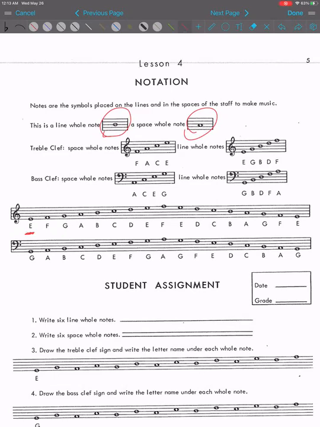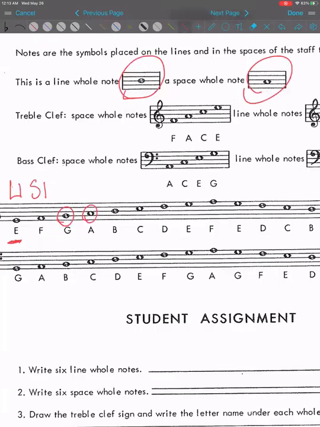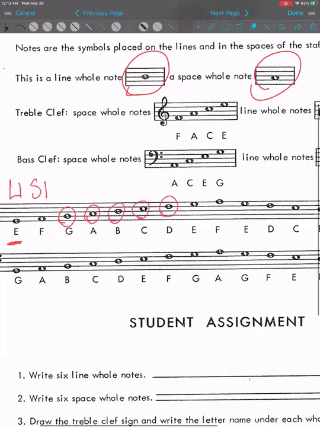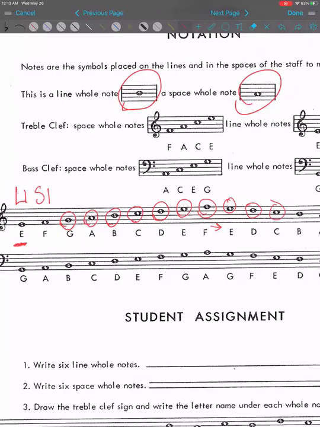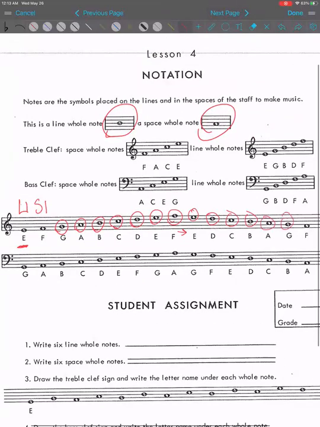You notice this is first line, and then space, line, space. And then you'll see second line, second space, third line, third space, fourth line, fourth space, fifth line. And then you'll come back to fourth space, fourth line, third space, third line, second space, second line, and etc. But depending on different clef, the starting notes will be different. So always take a look at the clef before you answer the questions.